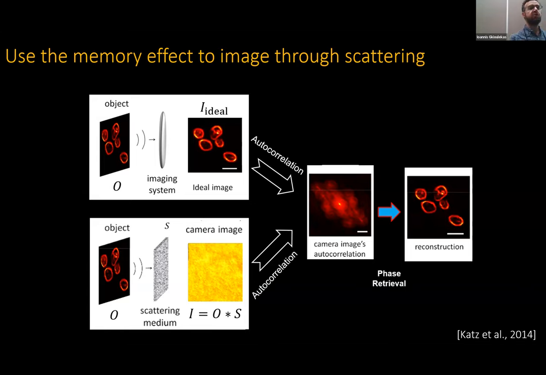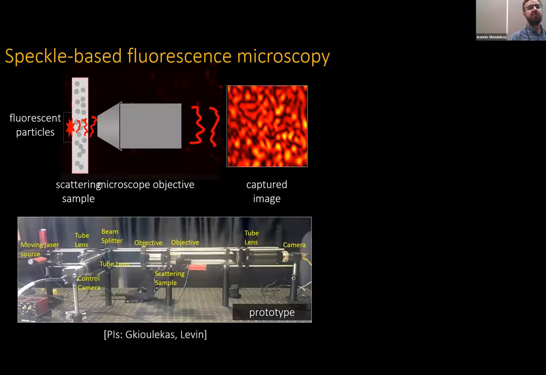For example, I want to make sure that within my image frame, I still have this memory effect property I mentioned. Effectively, I want to make sure the extent of the pattern that I'm imaging is within the range of changes in illumination such that speckle remains correlated. So I can go back to my fluorescence.